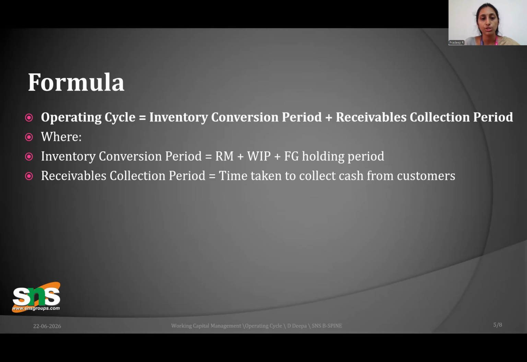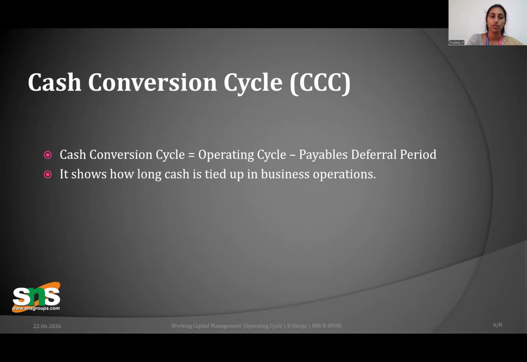Inventory conversion period is equal to raw material plus work in progress plus finished goods holding period. Clear? Next is the receivables collection period, which is the time taken to collect cash from the customers. Probably it might be 30 days, 60 days, 90 days, 120 days, whatever. Clear? Next is the cash conversion cycle. We can call this triple C.